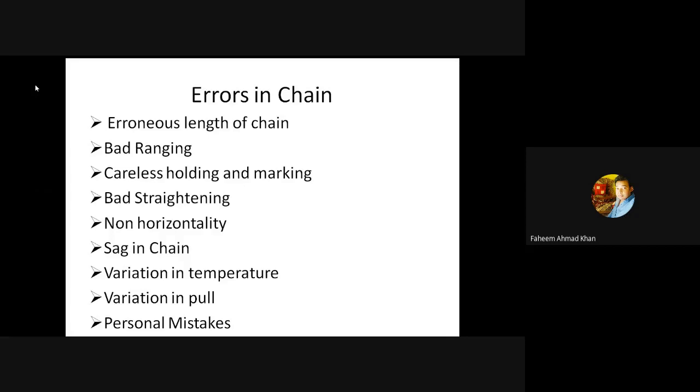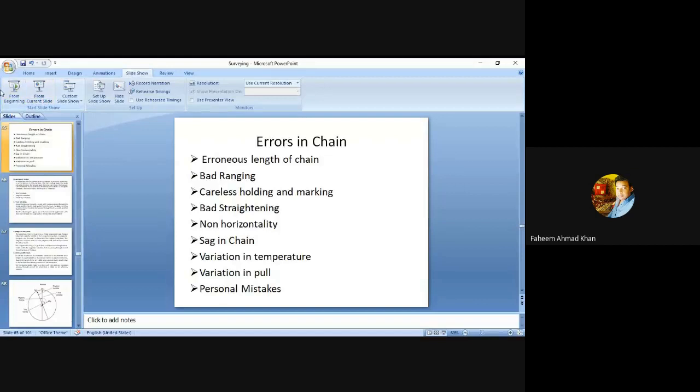So, this was about the chain. The linear measurements are now over, and we will discuss the remaining part in our next lecture.